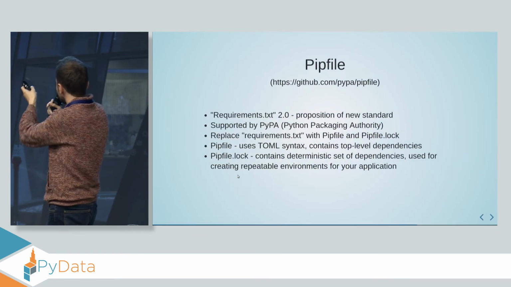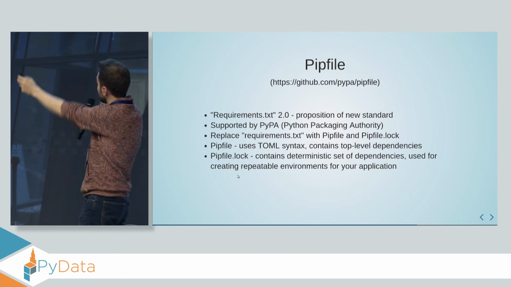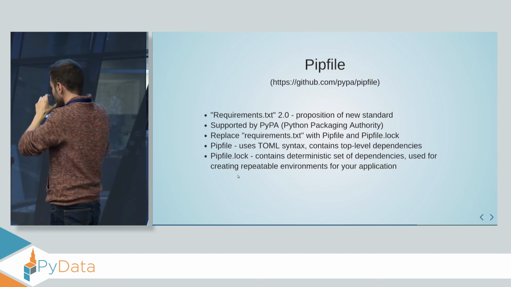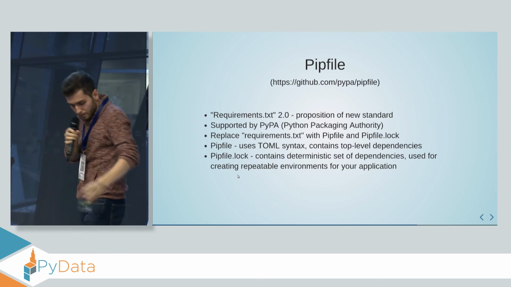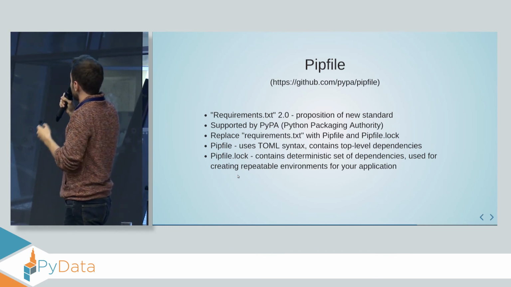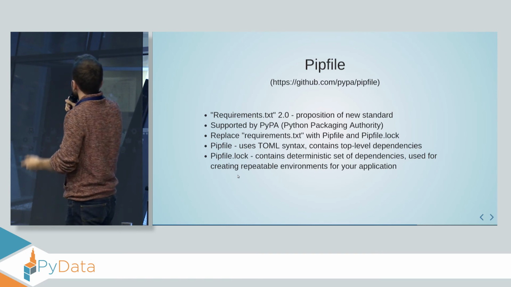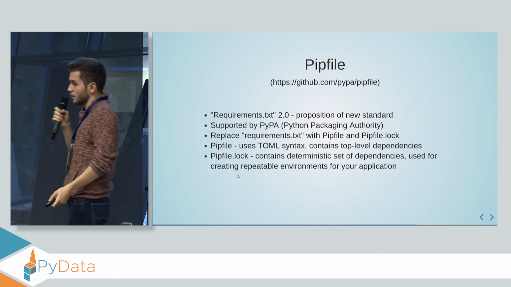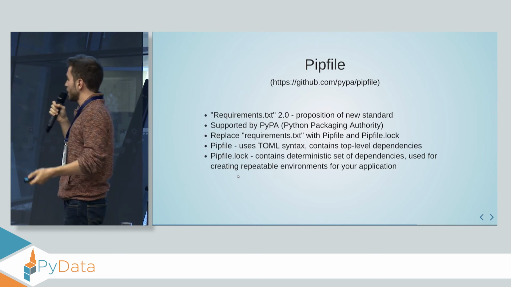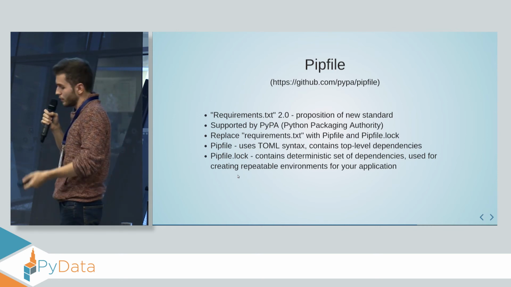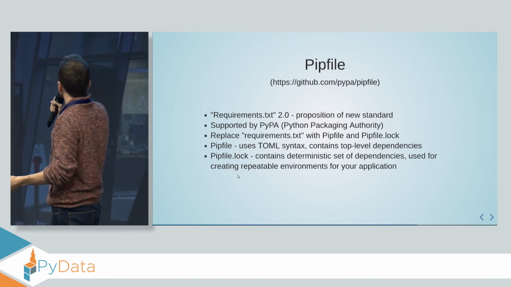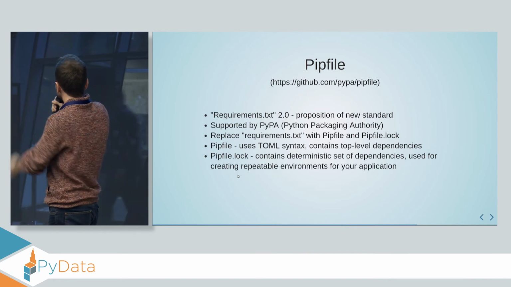And I also wanted to mention a new standard that is coming. Right now it's only experimental, but there is a specification called Pipfile, which is called requirements.txt 2.0. It's the proposition of a new standard, and this project is supported by PyPI. It's supposed to replace the requirements.txt with not only one file, but two files, which will be similar to the example from pip-tools. We will have a Pipfile and Pipfile.lock.